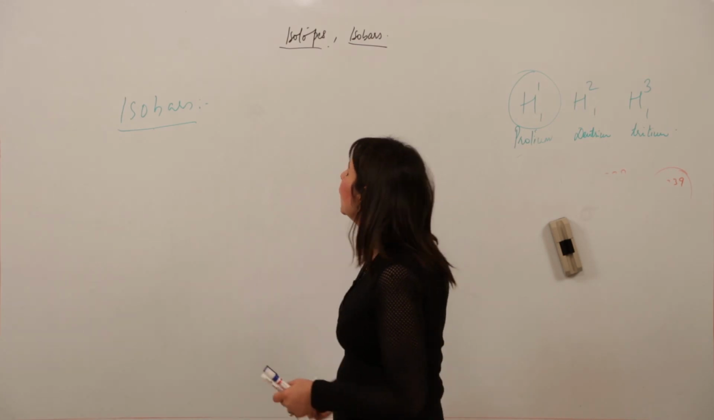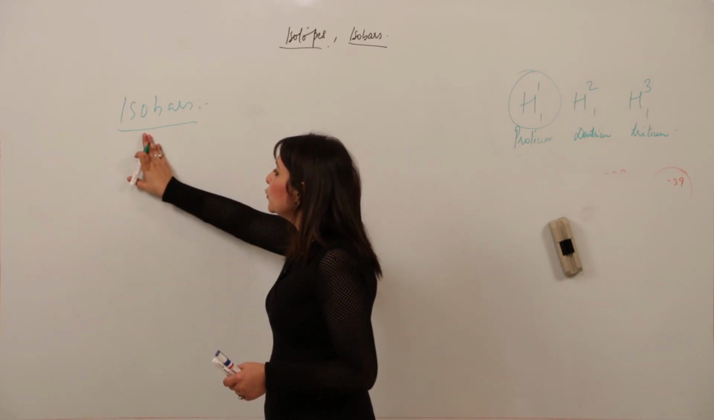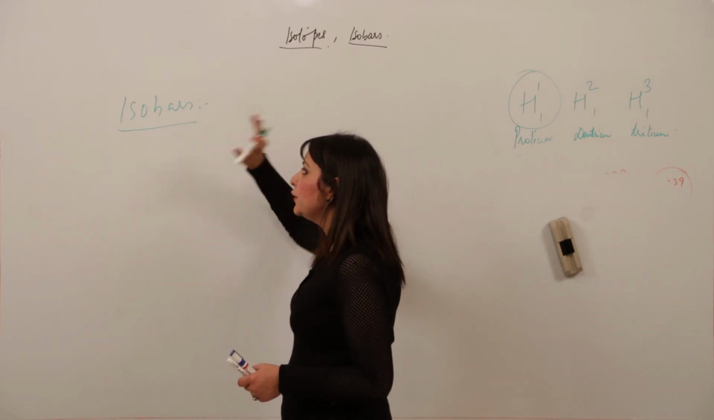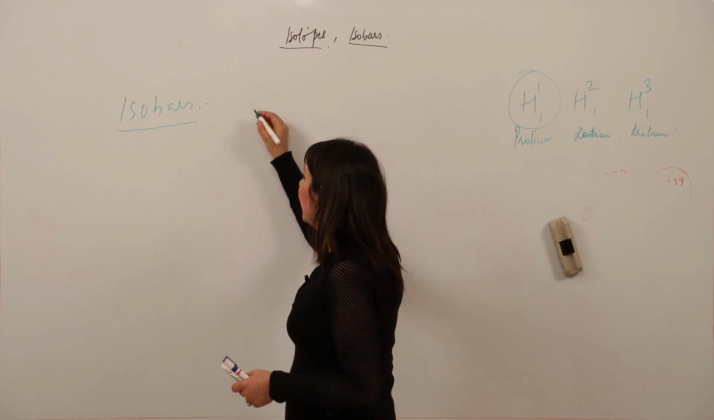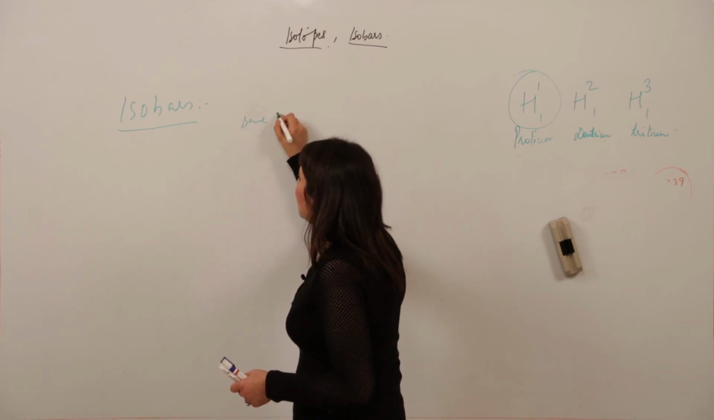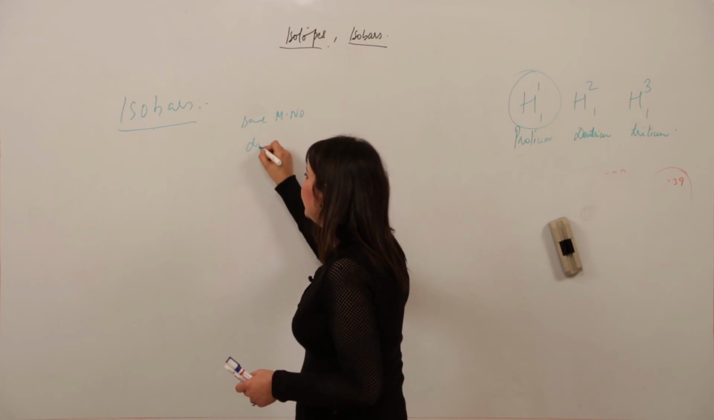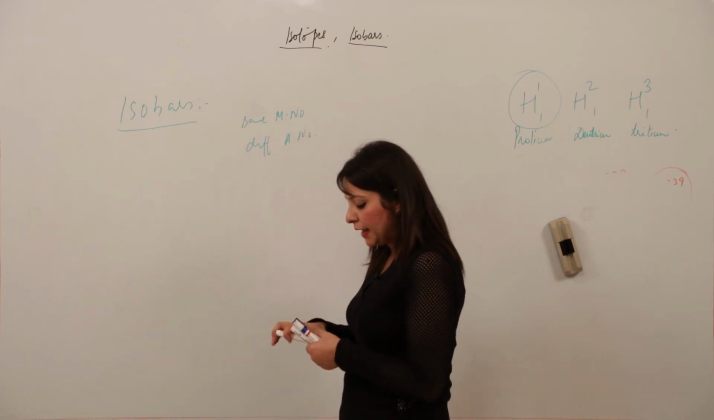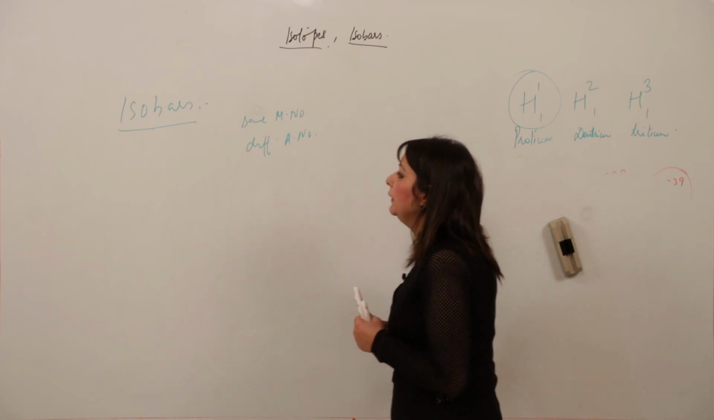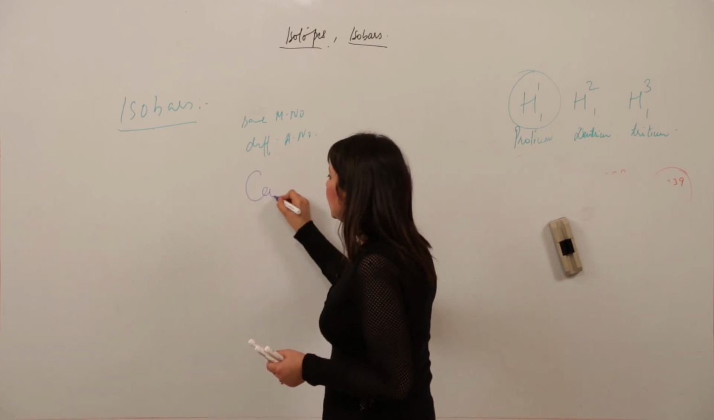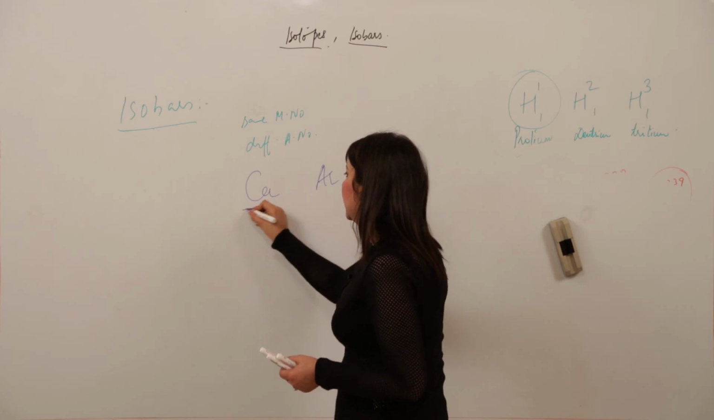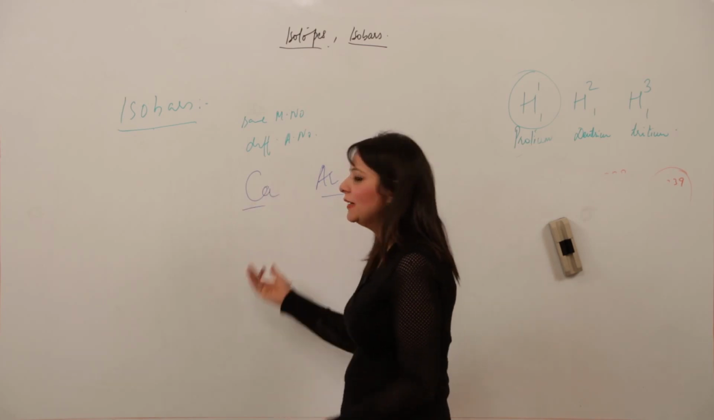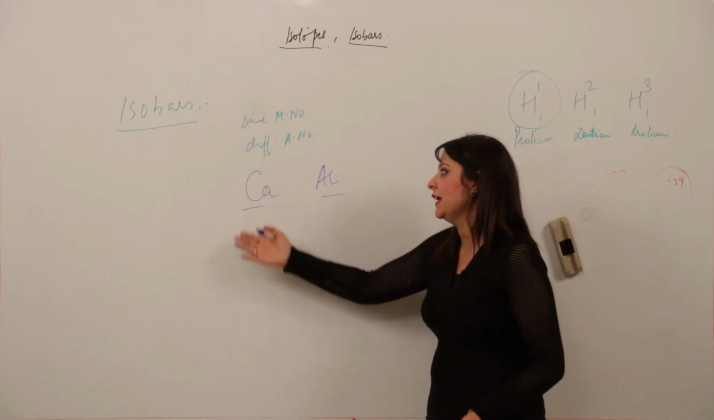So look at the board, I am going to explain. Isobars are the atoms of different elements that have the same mass number but different atomic number. I'll take an example so it will be clear in your mind. We have calcium and argon. By looking at the symbols only, you can say that this is calcium, this is argon.